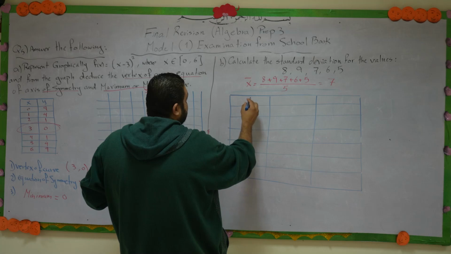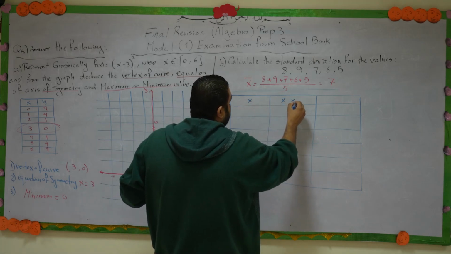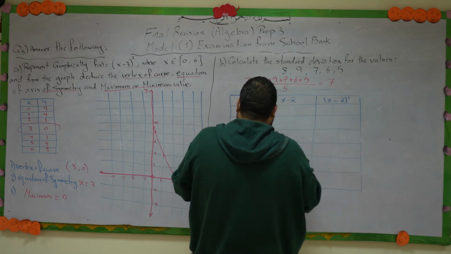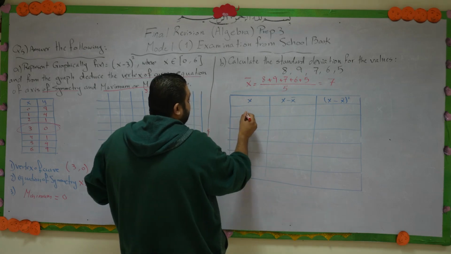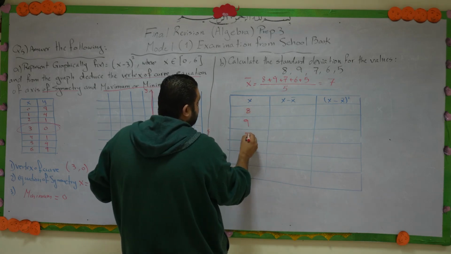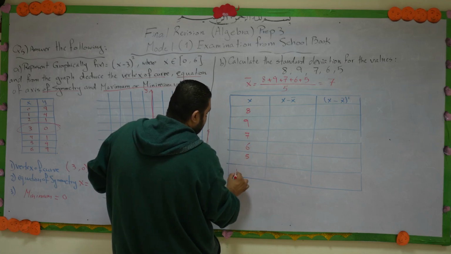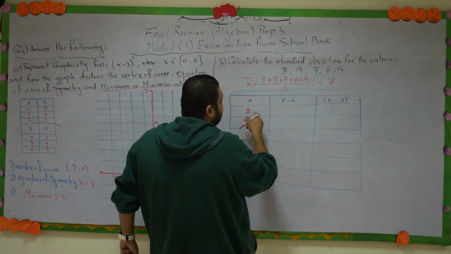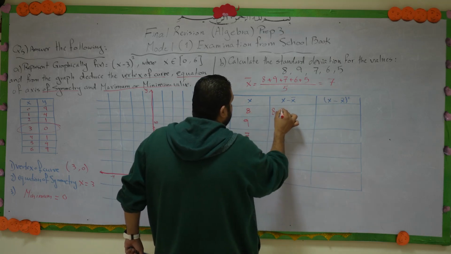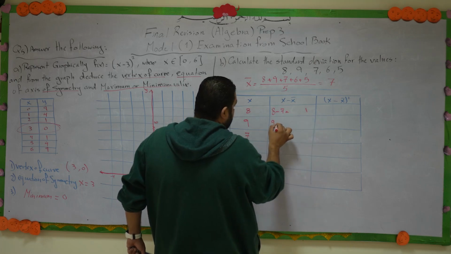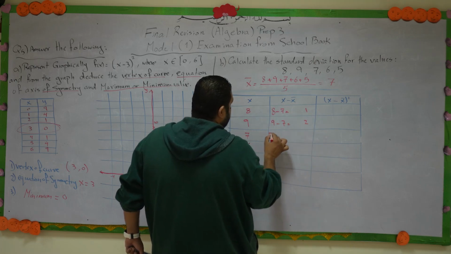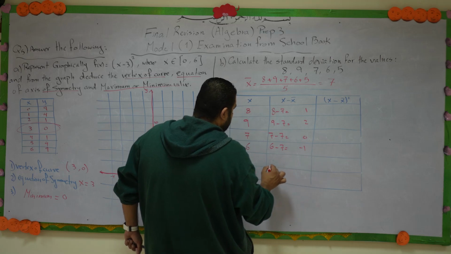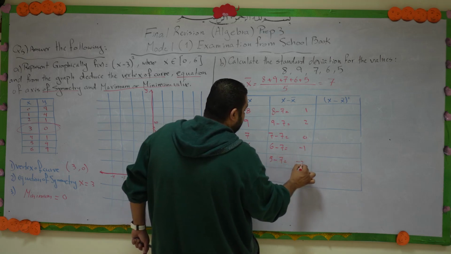Now we make a table. This is the first column x, then x minus x bar, then (x minus x bar)^2. X will be the values 8, 9, 7, 6, 5, and here is the total. X minus x bar: each element in x, I will subtract it from the mean. 8 minus 7, 1. 9 minus 7, 2. 7 minus 7, 0. 6 minus 7, negative 1. 5 minus 7, negative 2.